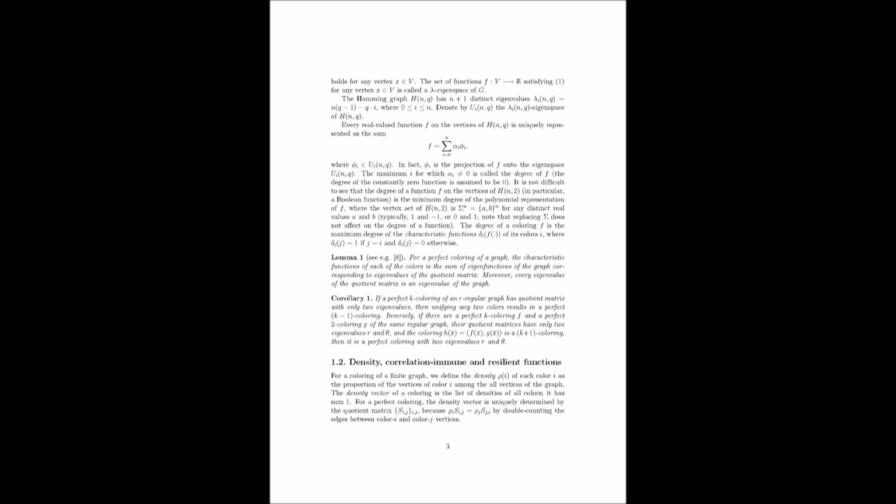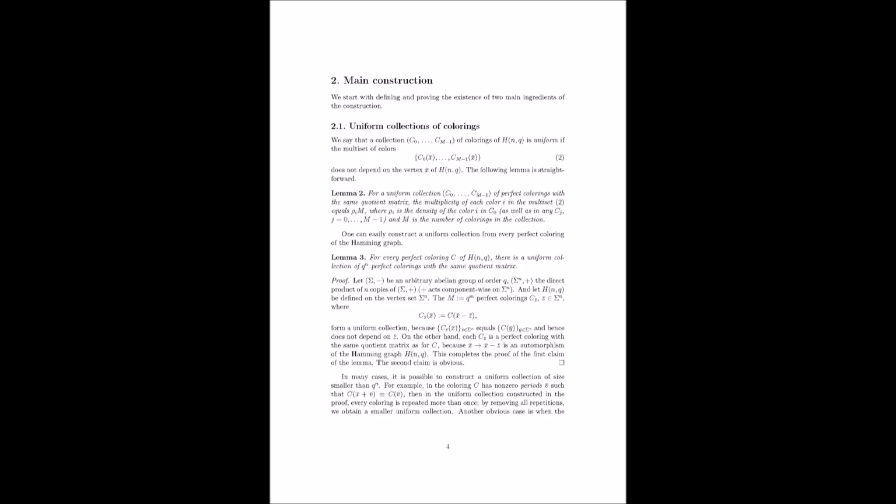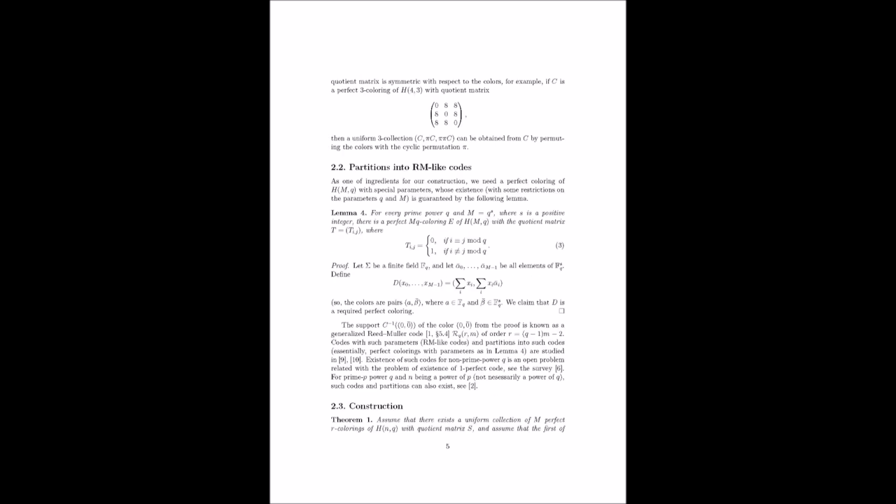Lay it on us. What's the official definition? So formally, a perfect coloring is defined like this. We've got a graph G with vertices V. We have K colors, which we call K. A perfect coloring is a function from V to K.